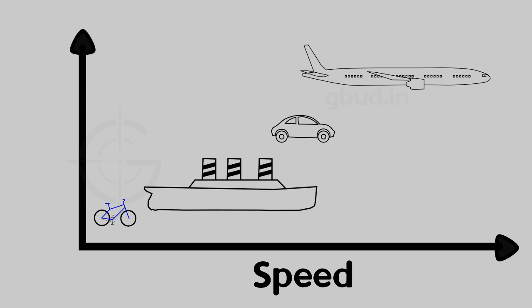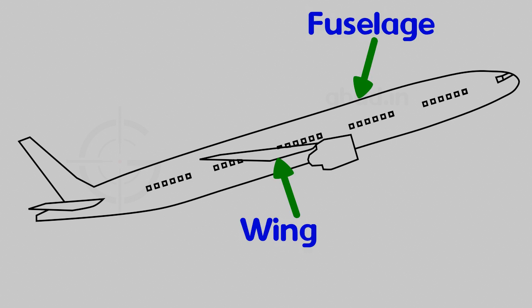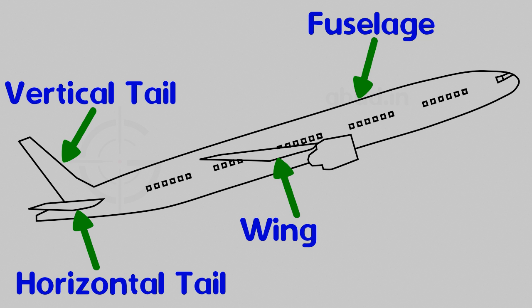As of today, aircraft is the fastest vehicle to transport humans and goods across the globe. Have you ever wondered how it flies? Let's see. The important parts of an aircraft are body or fuselage, wings, horizontal tail, vertical tail, engine, landing gear.